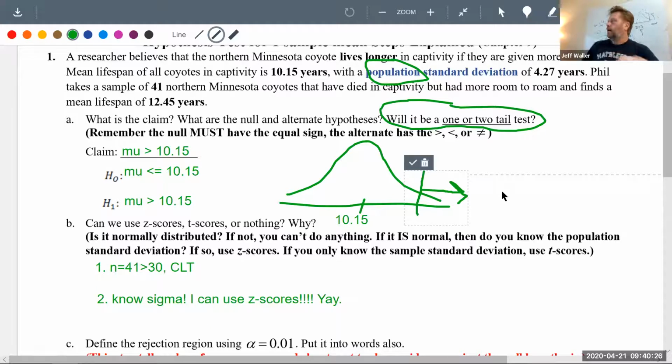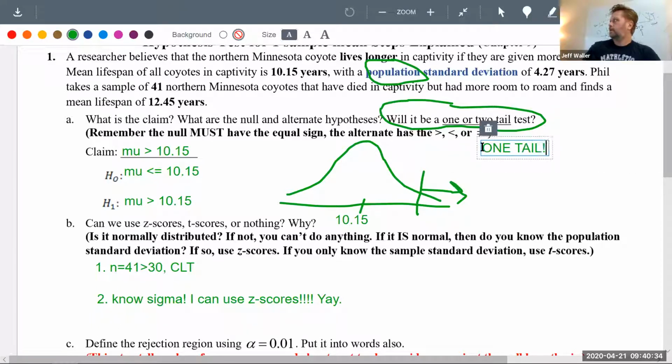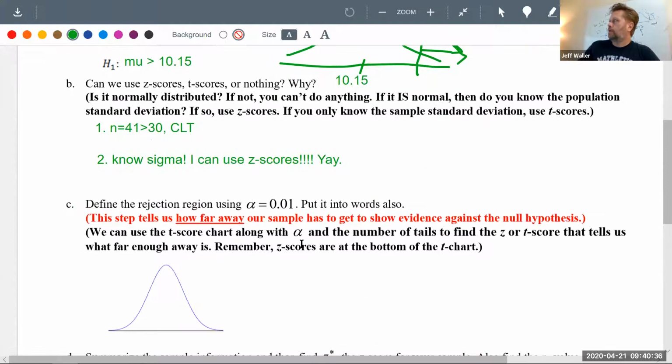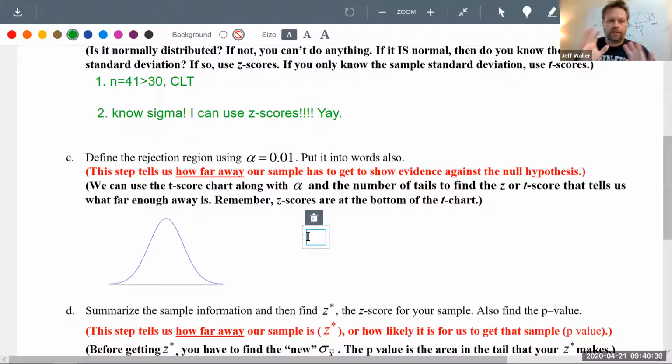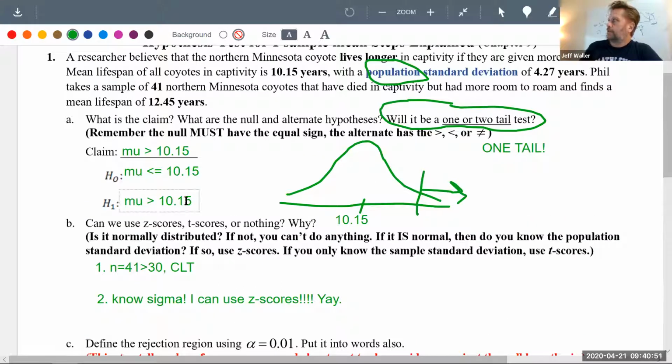All right, coming back down here. So it is a one-tail test. Now watch. Remember, why can't it show up on the other tail? Because to be on the other tail means the sample I get is less than 10.15. Is that evidence that the mean is greater than 10.15?